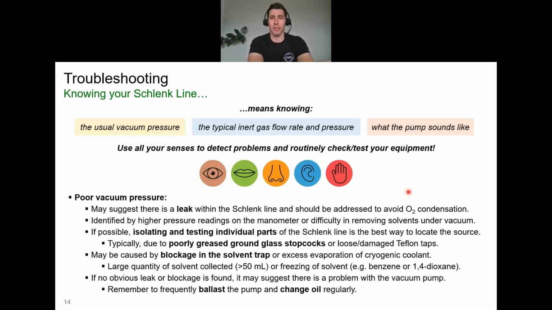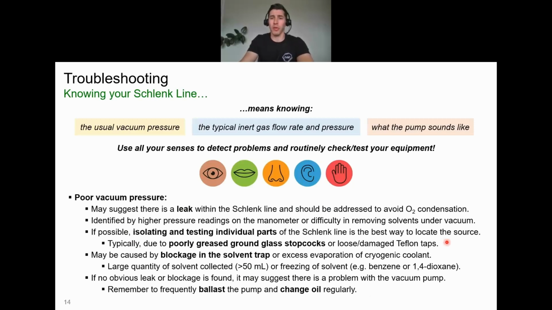And nine times out of ten, if you have double oblique stopcocks, you'll find that some of the taps are just poorly greased. They do start to seize and get worn away over time, so you may need to re-grease some of those taps. Or you may have damaged or loose Teflon taps if you have a completely grease-free line.